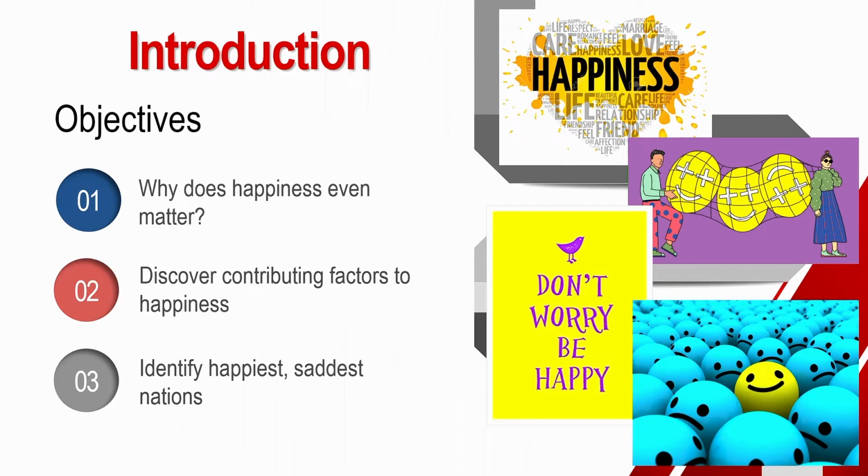So really our objectives here is to discover, number one, why does happiness even matter? What is causing happiness? Why are different nations happier than some others? What may cause individual happiness? But overall, we want to get an understanding of what separates nations' happiness levels and how we can predict a nation's happiness level over time.